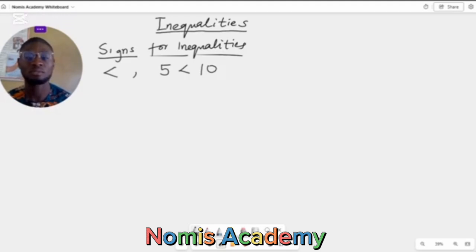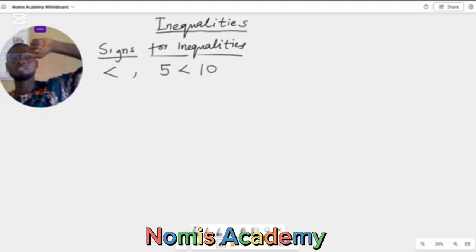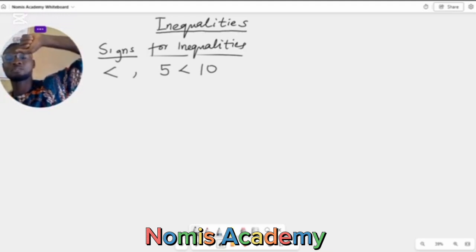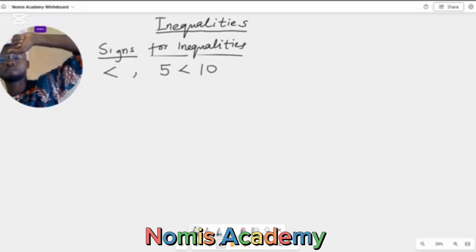Now, how do we keep this less than in your memory? Can you show your hand like this? Your left hand actually tells less than. When you put it like this, you get to see less than. So anytime you are confused about what is greater than and what is less than, or how the sign of less than or greater than looks, you should remember that your left hand in this position is less than.